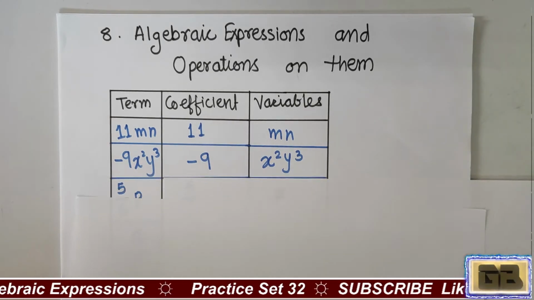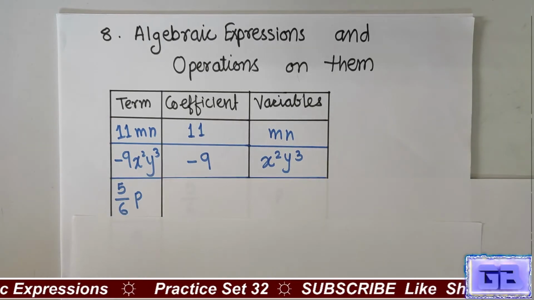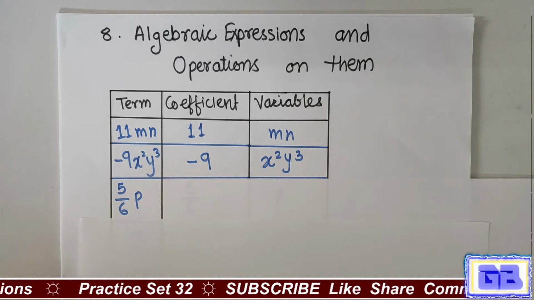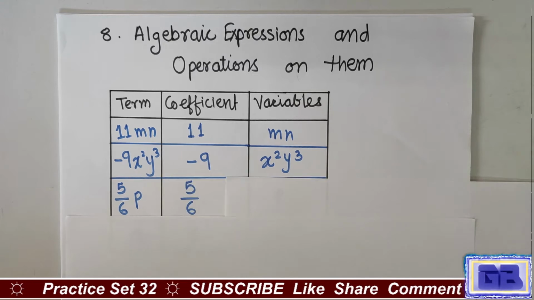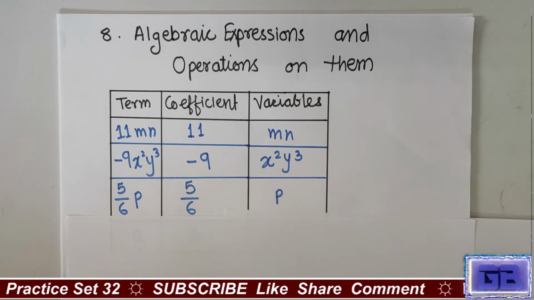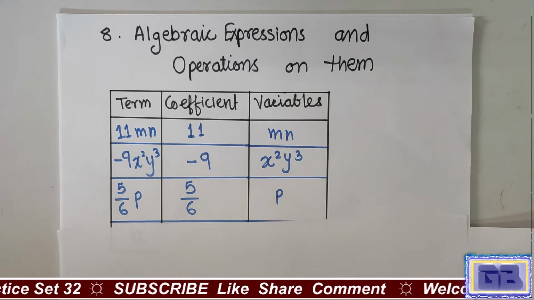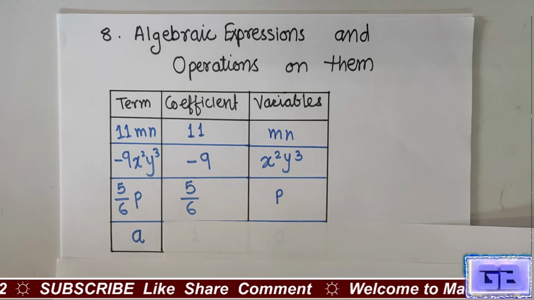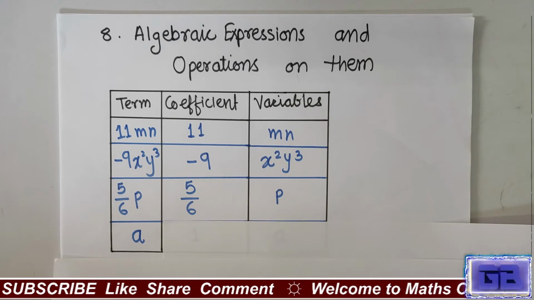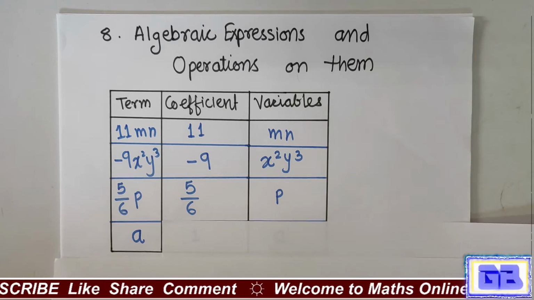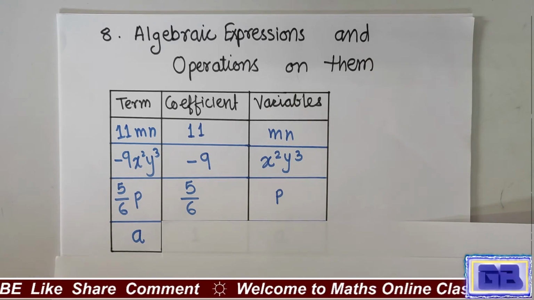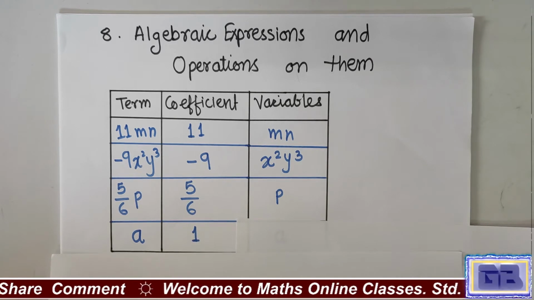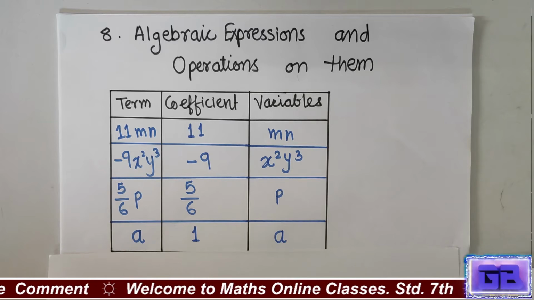Next example, 5 upon 6p. 5 upon 6 is the coefficient and the variable is p. Last example, a. Here a number is not seen, but if only a letter is there, we have to consider the coefficient as 1, and this letter a is a variable.